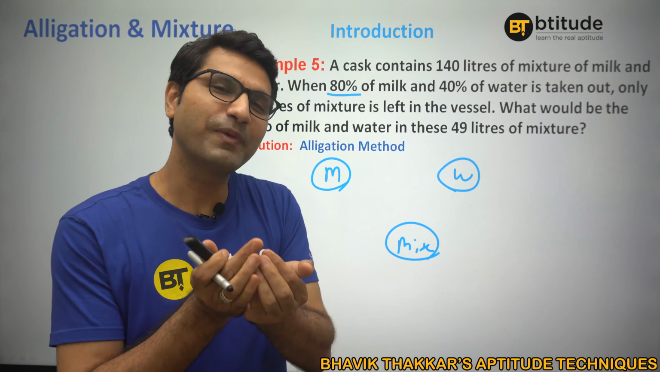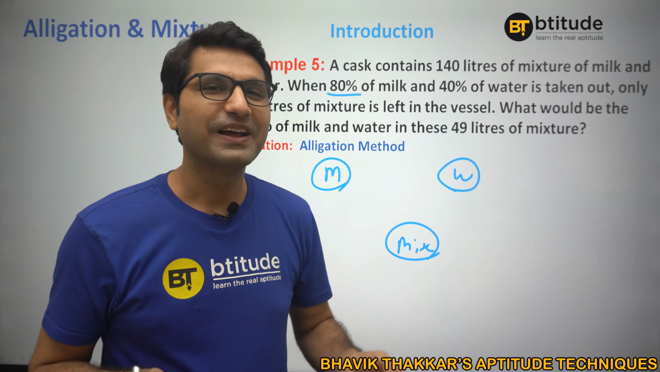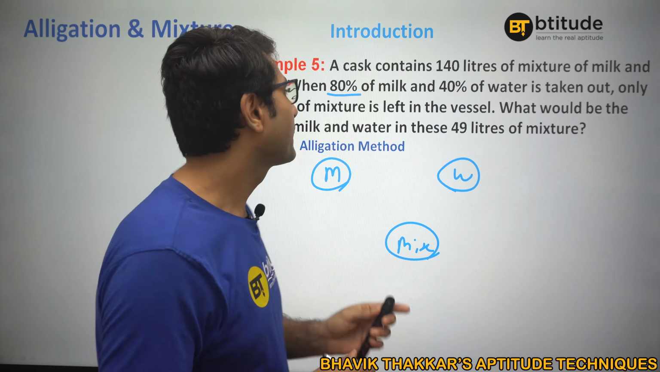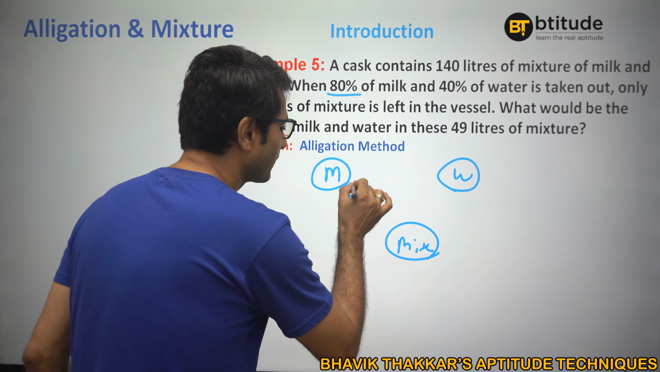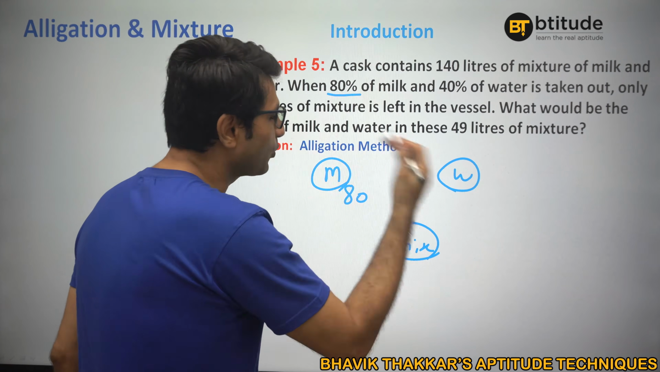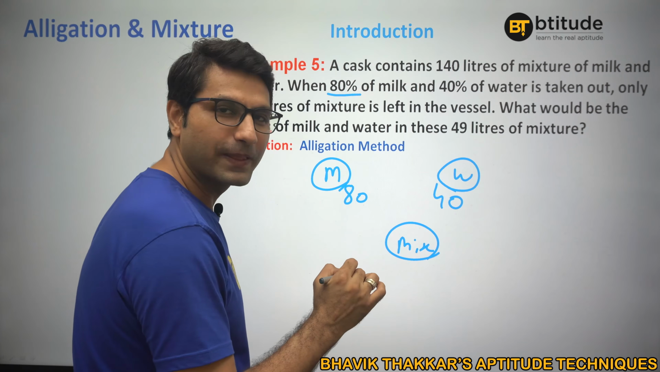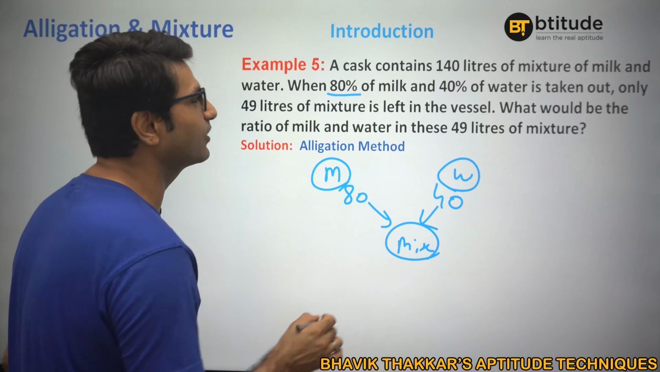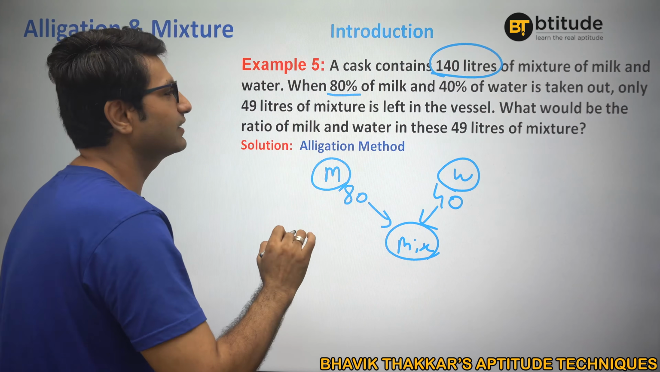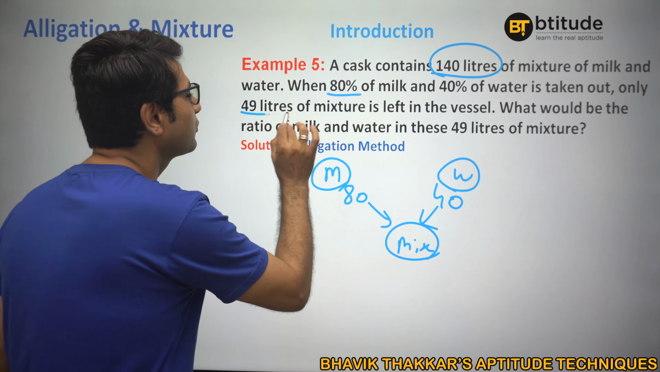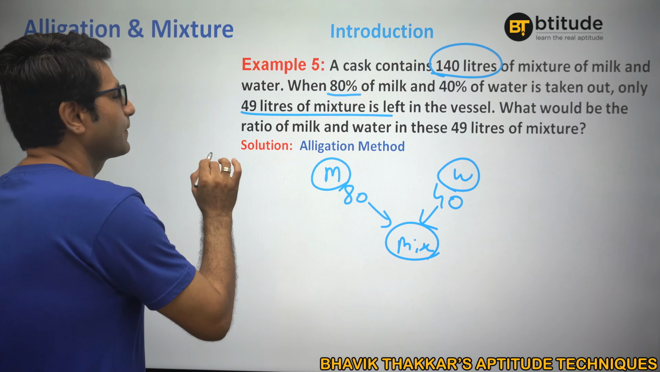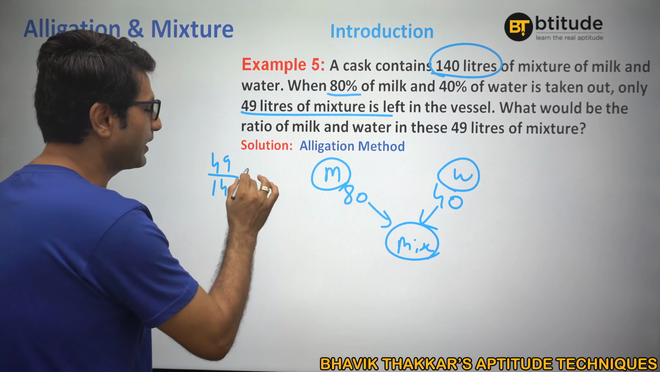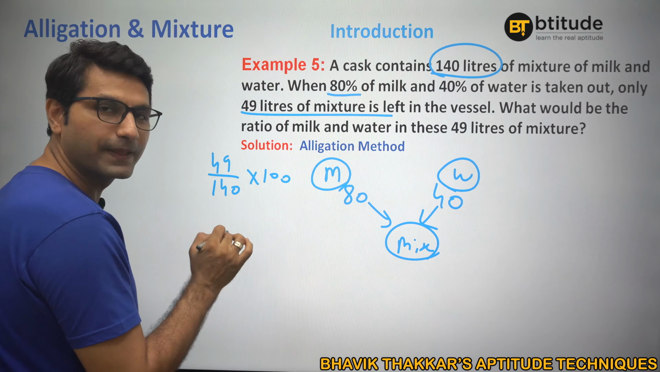Total mixture is made of two parts, milk and water. Now the average is the percentage removed. So you can say 80% of milk is removed, right? 40% of water is removed, right? And combined, just understand this, the mixture is removed how much percentage? Because initially it was 140 liters and after this removal only 49 was left. That means in percentage 49 out of 140 multiplied by 100, this is all that was left, right?